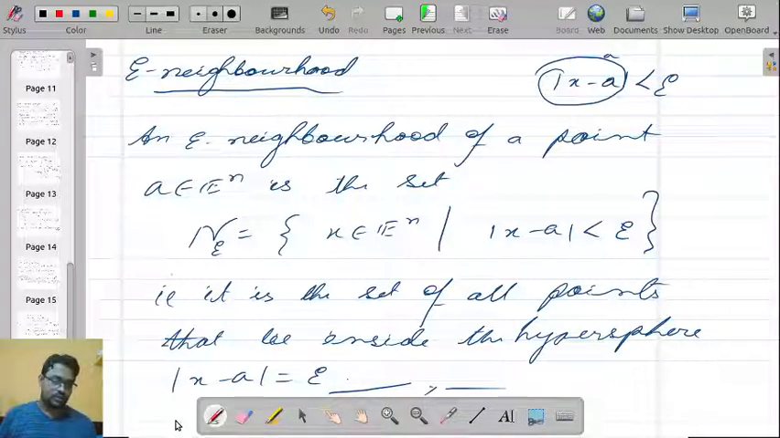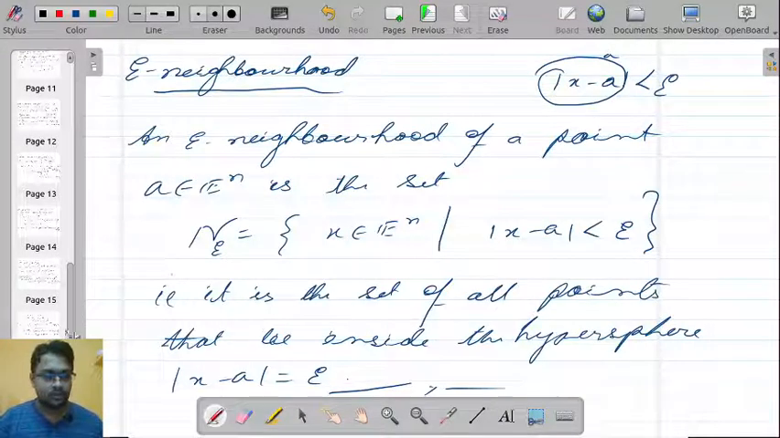A point a is said to be an interior point of the set X if there is an epsilon neighborhood about a that contains only points of the set X. Then we also have boundary point, closed set, and open set. These things we will also write, and then we will go to the idea of convex sets. For the time being you study up to this, and we will continue in the next lecture.